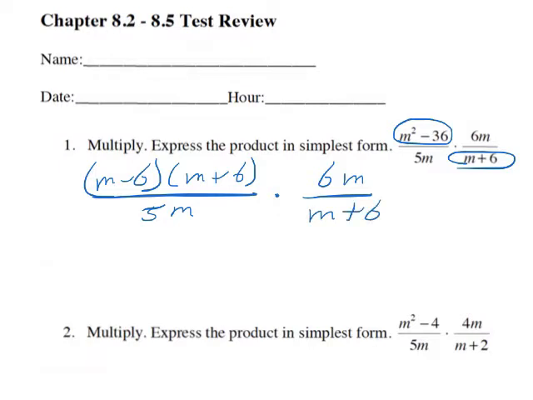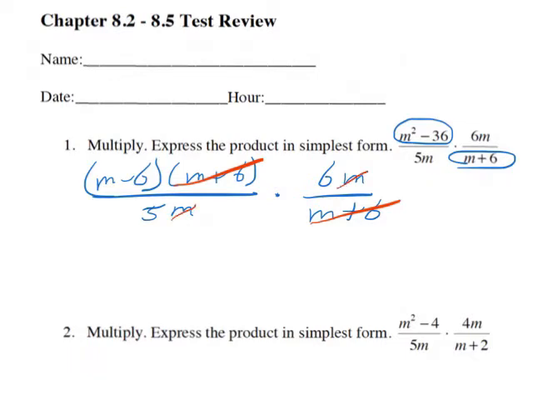Now, what's going to happen from there? Well, from there I'm going to look, and let's see, m minus 6, do I see one down here? No. M plus 6, yes, I see one down here. So we're going to divide that out. So, I see this m plus 6 divides out with that m plus 6. Is there anything else that divides out? Well, you may look at this and say, oh, I see an m there and an m down there. So that's going to divide out.